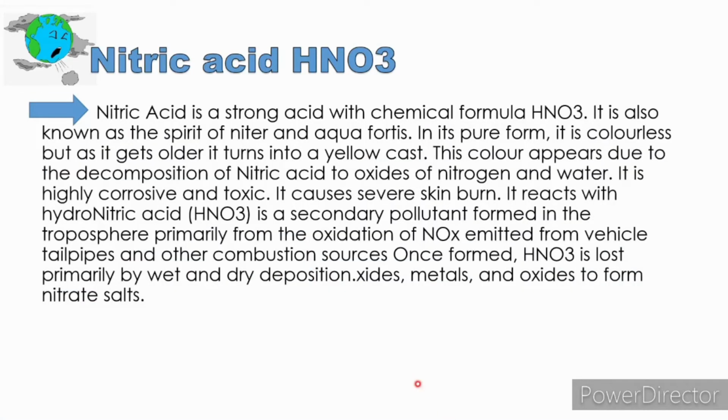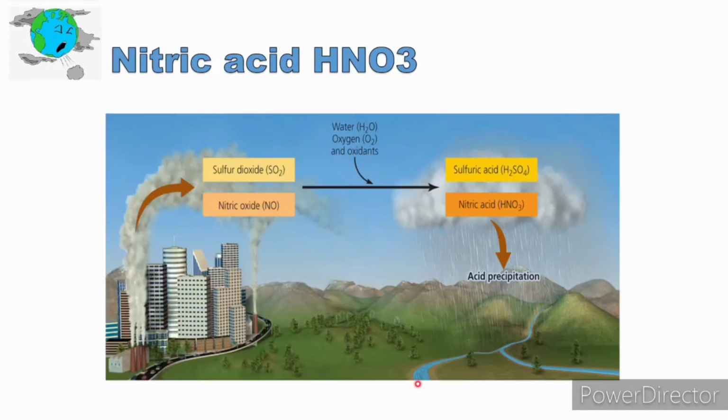Next one is the nitric acid. So this is a colorless, fuming, and highly corrosive liquid that is commonly a laboratory reagent for the manufacturing of fertilizer and explosive. So when exposed to humans, this can cause eye irritation or severe skin burn. So nitric acid is also present in acid rain.